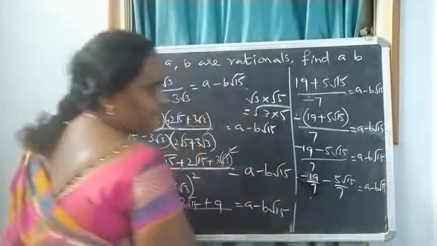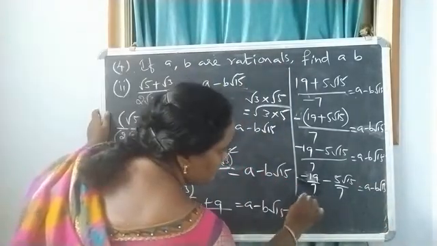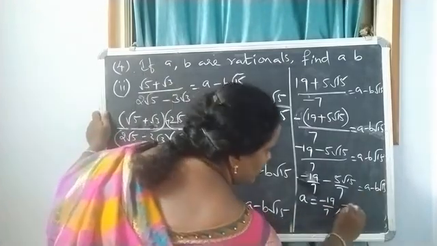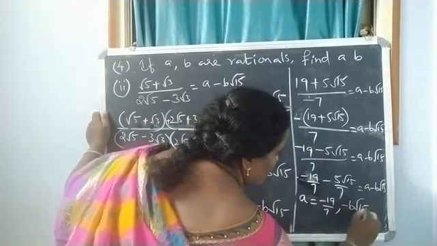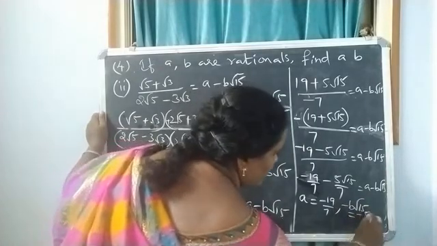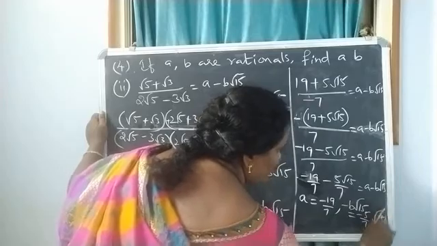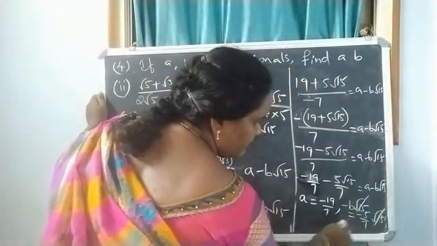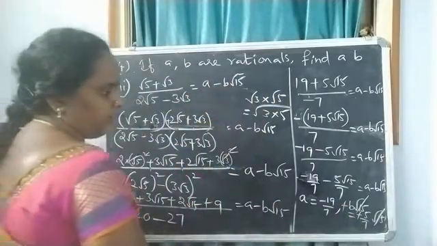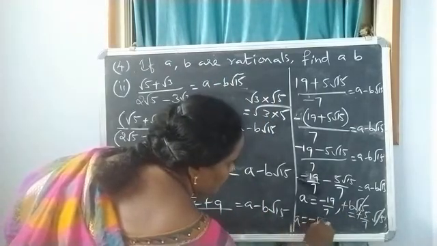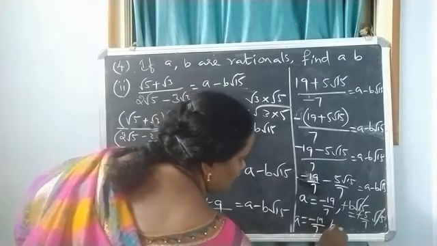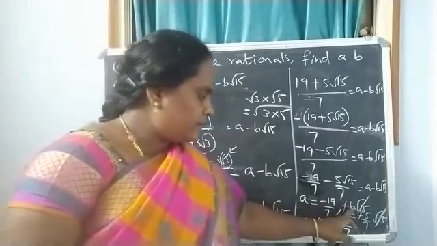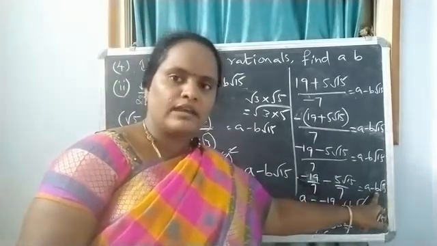If we compare LHS and RHS, in place of a we have minus 19 by 7, and in place of minus b root 15 we have minus 5 by 7 root 15. Root 15 gets cancelled. Minus b equals minus 5 by 7, minus also gets cancelled. So what we have, a is equal to minus 19 by 7, b is equal to 5 by 7. So here, when minus signs are both there, b will be positive.